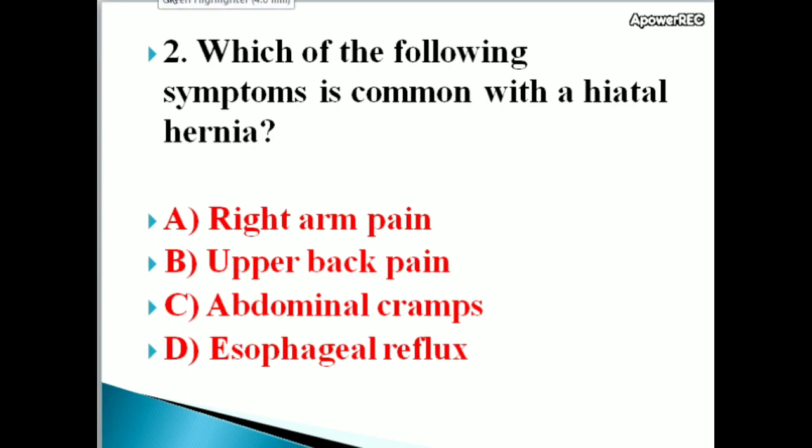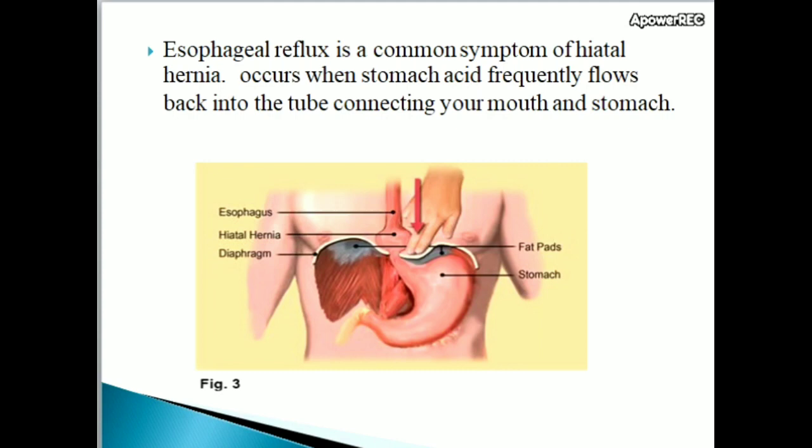Next question. Which of the following symptoms is common with a hiatal hernia? Options: right arm pain, upper back pain, abdominal cramps, esophageal reflux. Correct answer is esophageal reflux. That is esophageal reflux. We can discuss the rationale. Esophageal reflux is a common symptom of hiatal hernia.